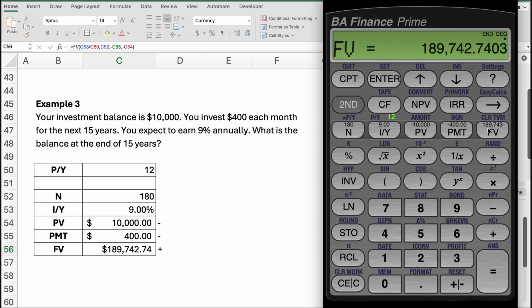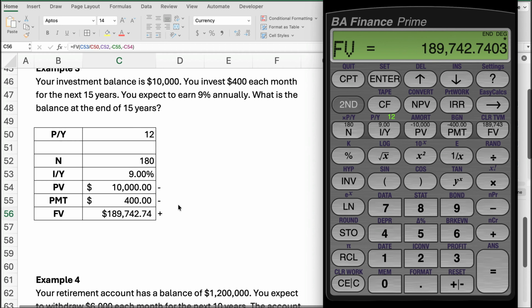You're going to have $189,742. So you start with $10,000, and then for 15 years you just put $400 a month, and then you turn around and you have 189,000, almost 190,000. So that's the benefit of investing just a little bit over a long period of time. So this is time value of money, very, very valuable information.